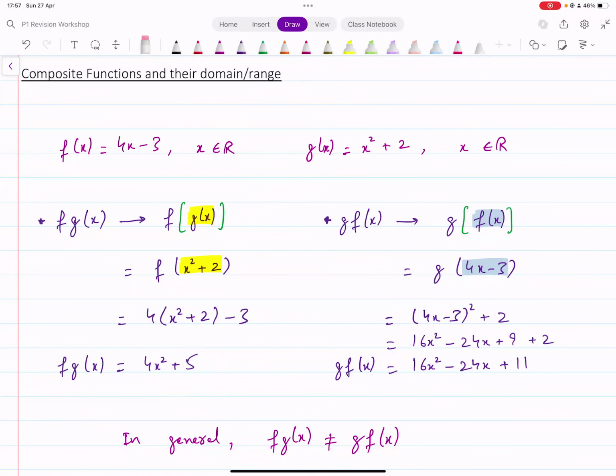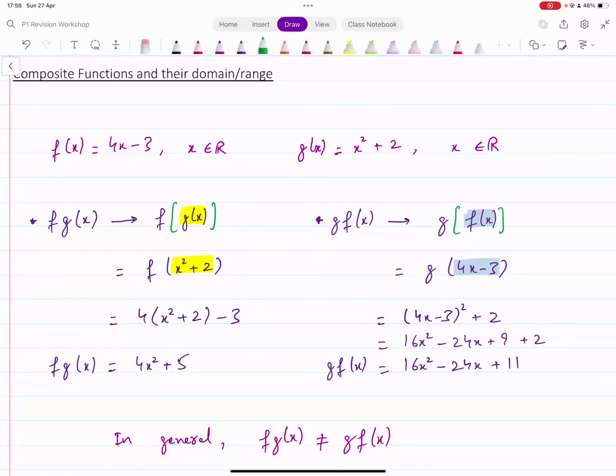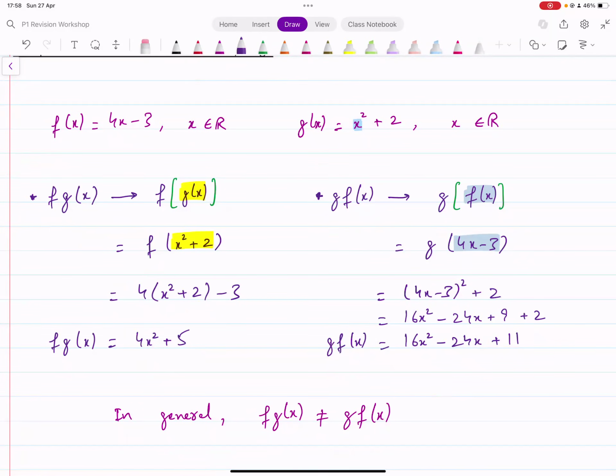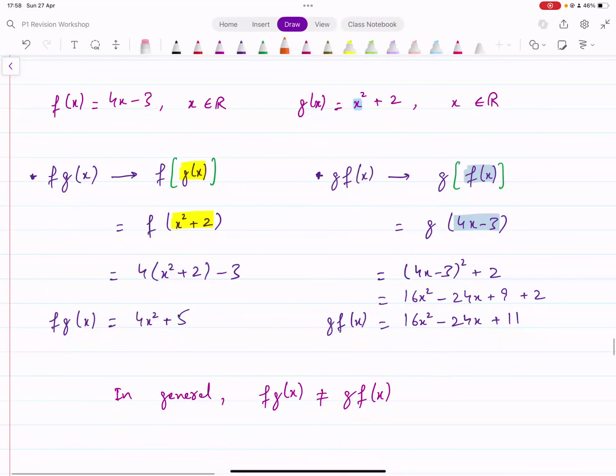What about gf of x? gf of x would be that inside the function g, you input f of x. Now, what's f? f is 4x minus 3. So you basically say inside the function g, wherever you've got x, you replace that x with 4x minus 3, and that gives you the function gf of x. That's how you evaluate fg or gf. Now, it's important to remember fg and gf are not equal to each other in general. These are not numbers that are multiplying, where if you change the order it would remain the same. These are functions. If you input f inside g, that's a different function. If you input g inside f, that's a different function. They are not equal to each other in general.